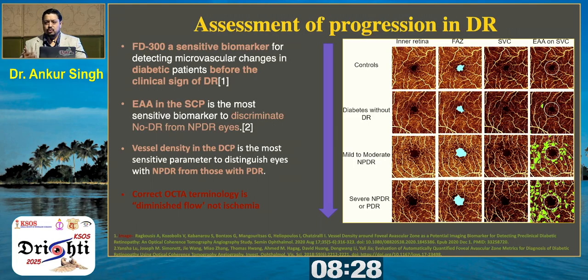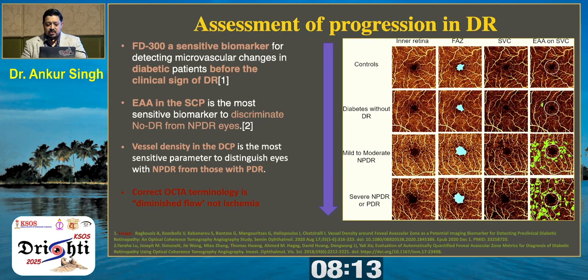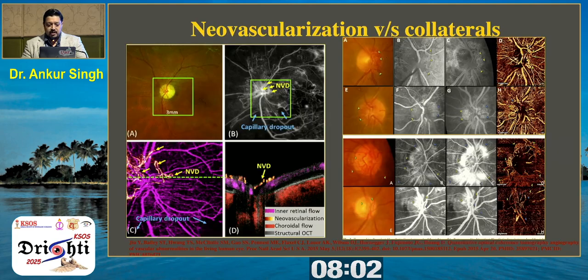So why do we need to know this? Because these quantifiable variables can act as sensitive biomarkers. FD300 can detect diabetic retinopathy before clinical DR happens. Extrafoveal avascular area in the superficial capillary plexus can discriminate non-diabetic retinopathy from NPDR, while vessel density in the deep capillary plexus can distinguish NPDR from PDR.